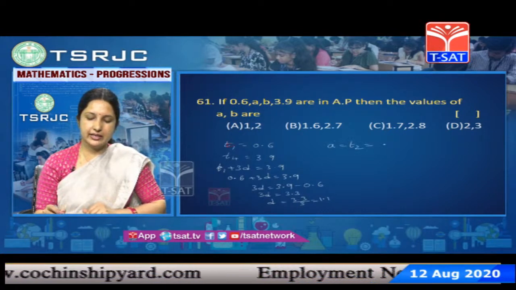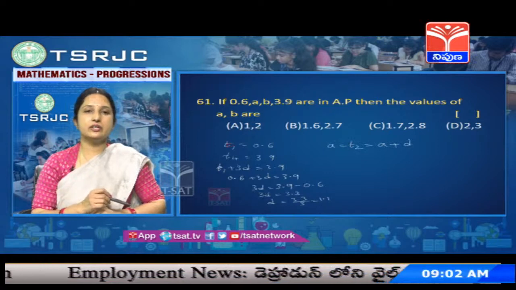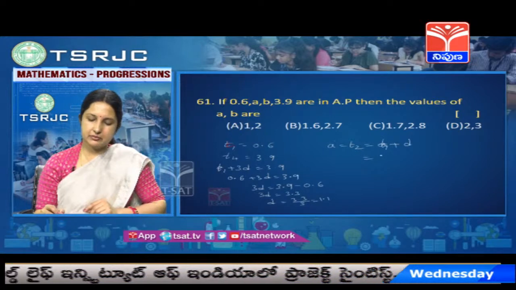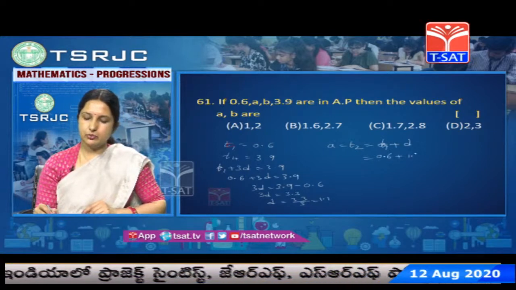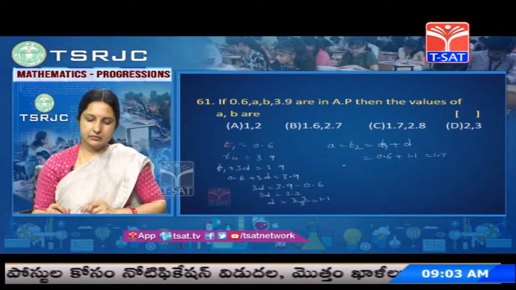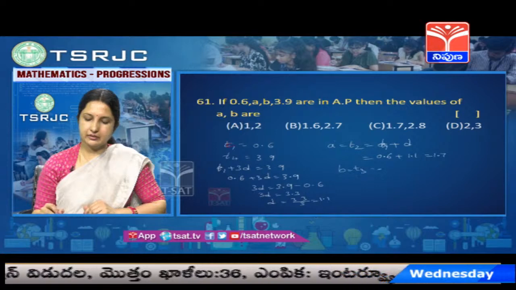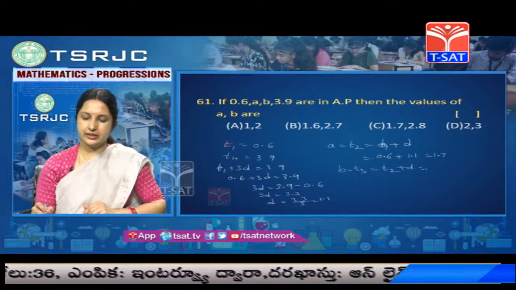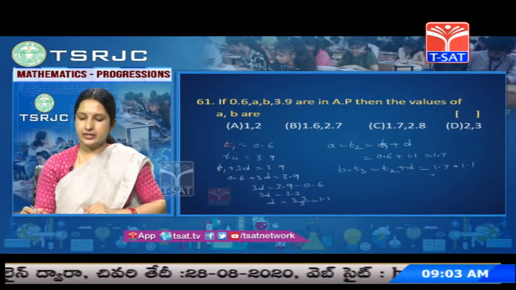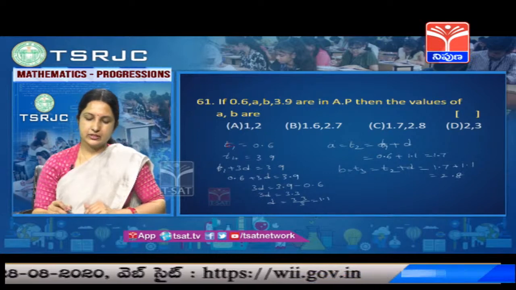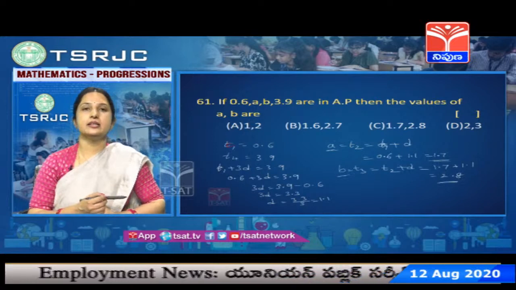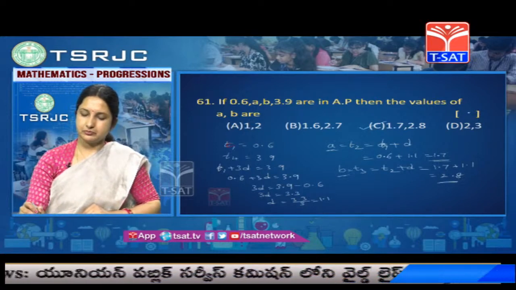How will we get the second term? By adding D to the first term. The first term is 0.6, plus 1.1, what do we get? 1.7. Again b means T3, so we add D to T2. T2 is 1.7, D is 1.1, adding gives 2.8. So a is 1.7, b is 2.8. So option C is the correct one.